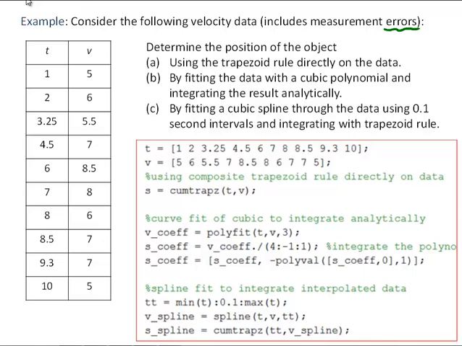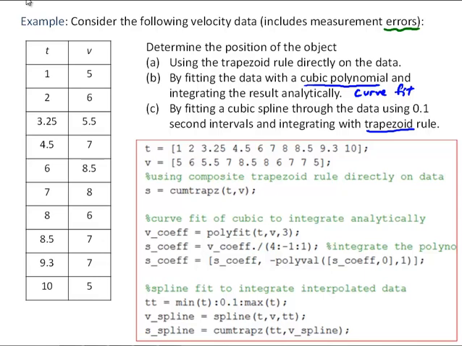Next, we will fit the data with a cubic polynomial, so we'll do a curve fit and integrate that result analytically. And third, we'll fit a cubic spline through the data to generate interpolated data on 0.1 second intervals, and then we'll integrate that again with the trapezoid rule. So here's an M file to do this calculation.